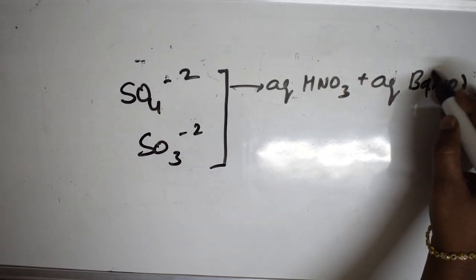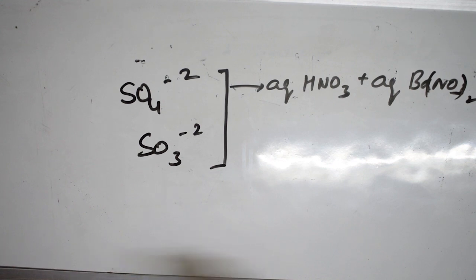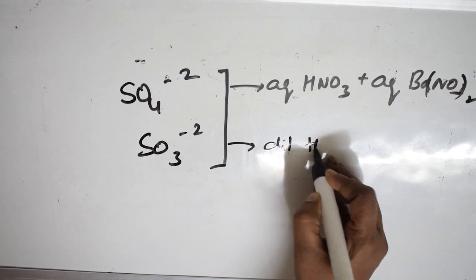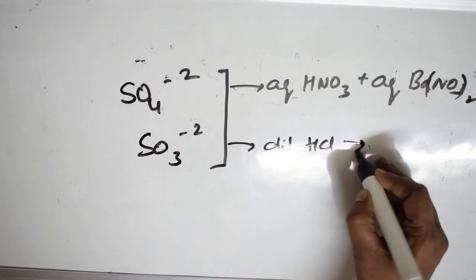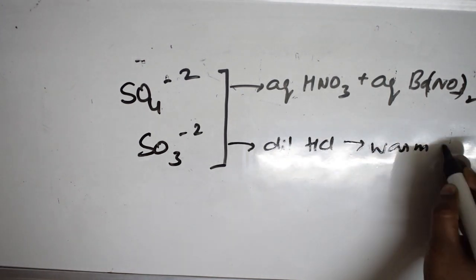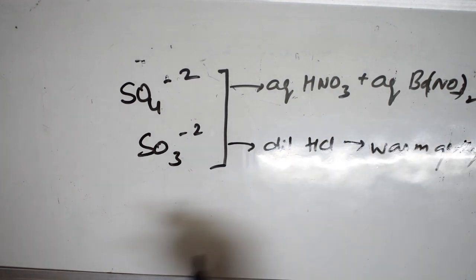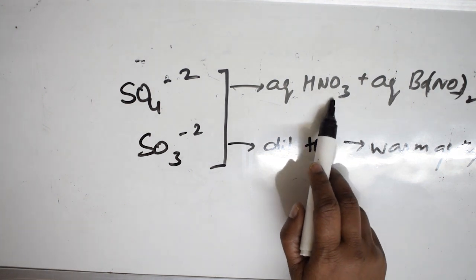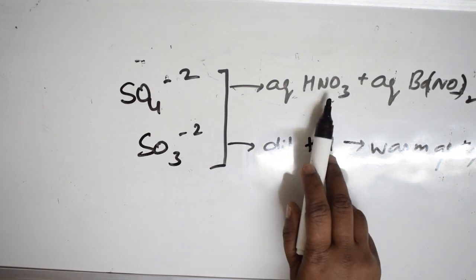So when you take this aqueous HNO3 and aqueous barium nitrate, and for sulfite, what are you going to do? You're going to add dilute HCl and warm it gently. Dilute HCl and warm gently. This is the basic thing. So if it is sulfate, what will happen? You get a white PPT in the first case.